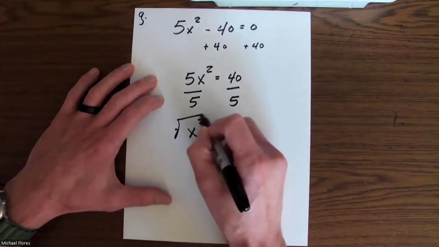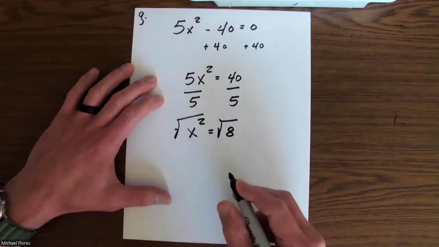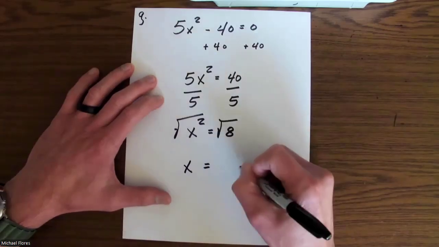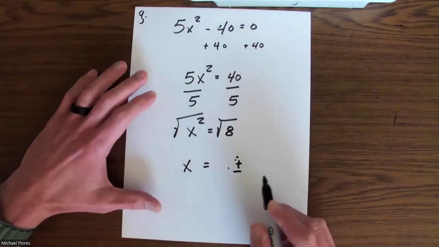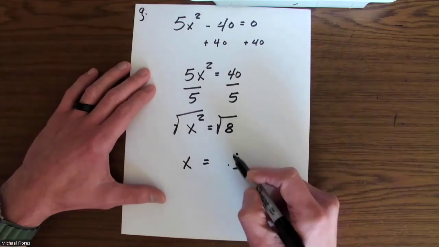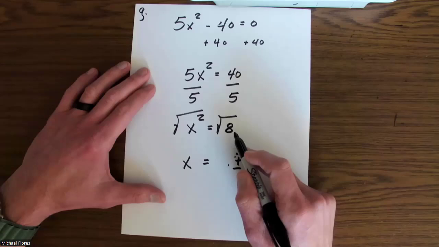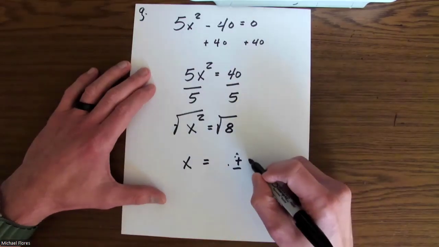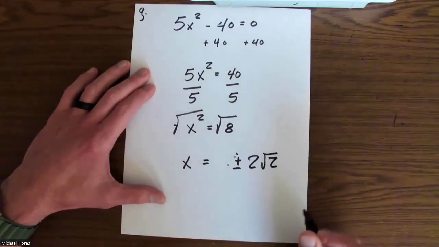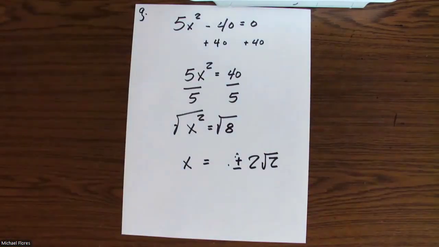Now we can take the square root of both sides. I just took the square root. So we want to put plus or minus, sorry about that. We want to put plus or minus in front of our simplified version of the square root of 8. And the square root of 8 reduces to root 2. So these are our final answers.